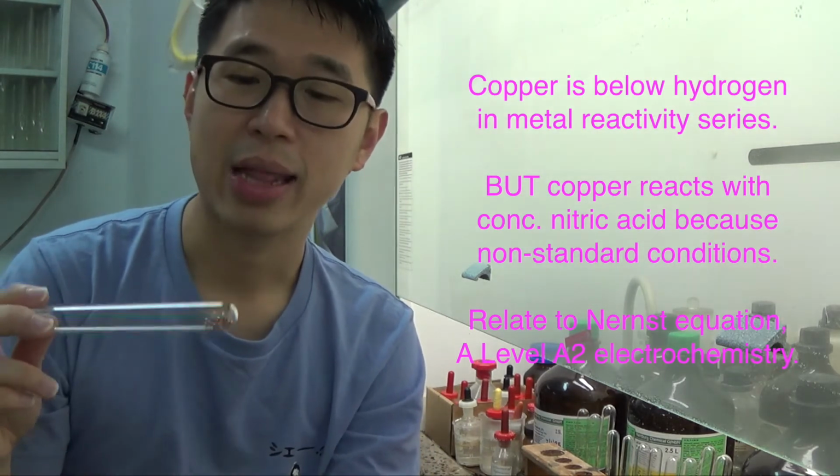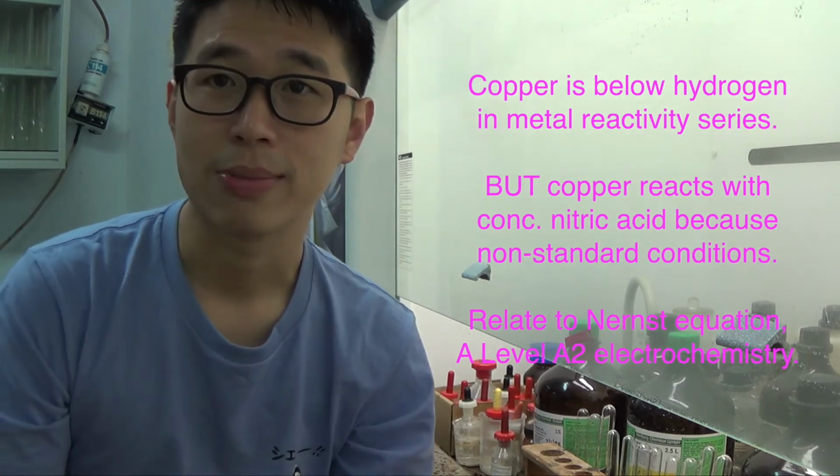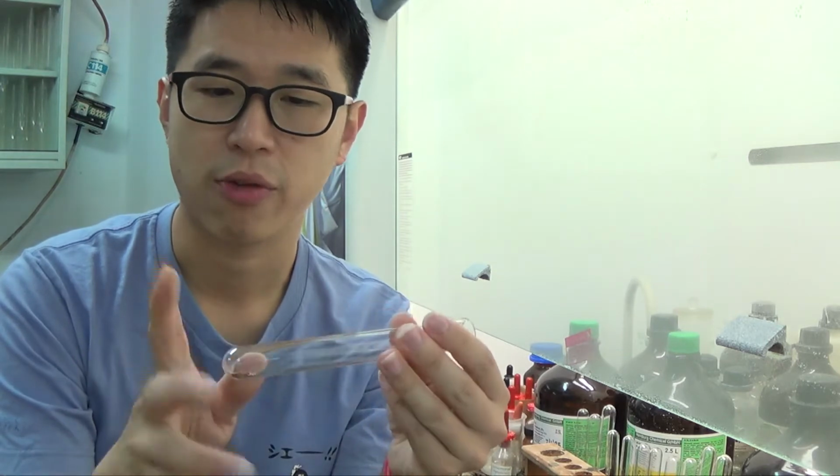Okay, if you are an A-level student watching this video, you will have learned something called standard electrode potential, also known as standard reduction potential. And you know that copper being below hydrogen in the reactivity series does not react with dilute acid, and that is a result of the standard electrode potential, where standard electrode potential is taken relative to the standard hydrogen electrode, and that standard hydrogen electrode is defined to have a 0.00 volt reduction potential, and anything more positive than 0.00 would mean that it favors reduction, and copper 2+ favors reduction.